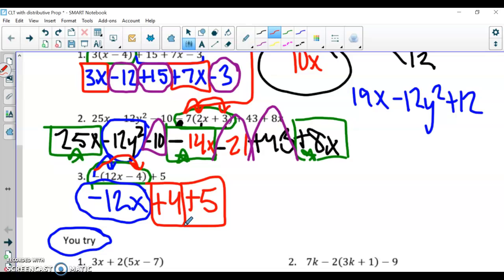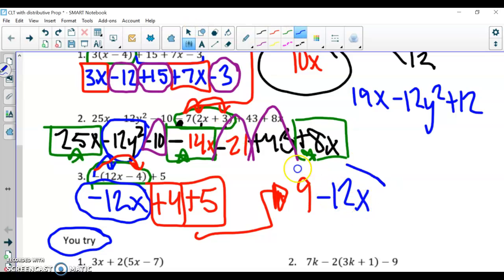All right. So we've drawn our shapes. Now we want to rewrite them with them together. Well, they're already together, so we can skip that step. So now we just have to actually do what it tells us to do. Okay, so let's look at our reds. It says 4 plus 5. Well, what's 4 plus 5? 9. So that's going to turn into 9, because you know that plus 4 plus 5 is 9. And then we just write our minus 12x at the end. So 9 minus 12x is our final answer for number 3.